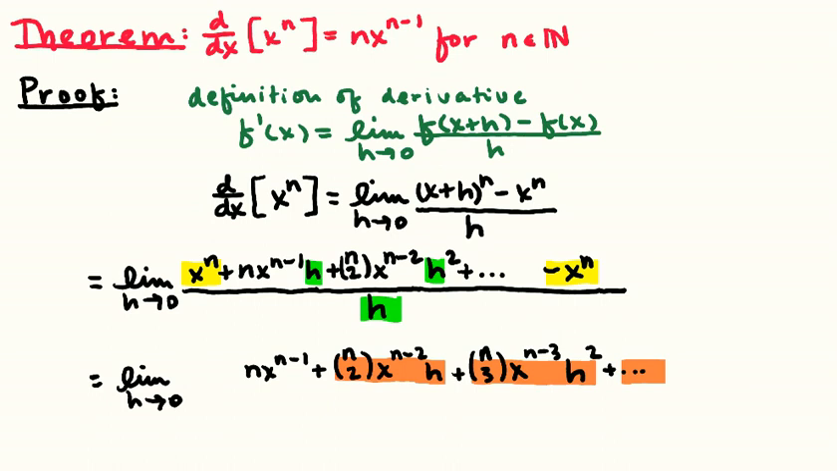So what I'm left with is just this n x to the n minus 1, which is what I set out to show in the first place. Okay? So that's the proof of the power rule for n being a natural number.